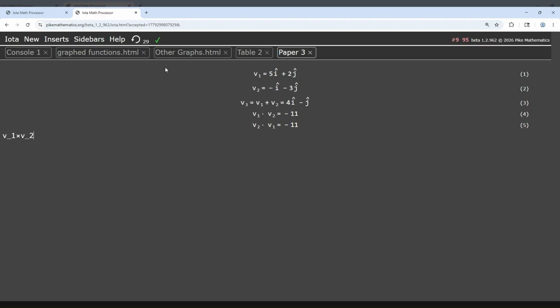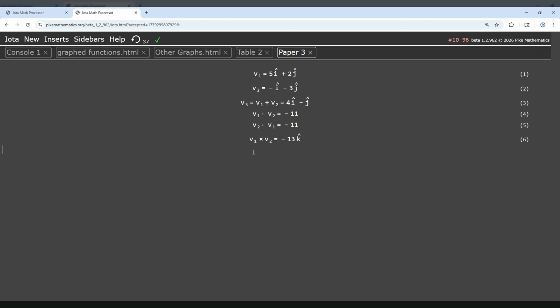Cross that with v underscore 2, and that is equal to negative 13k. You can think about it: v1 and v2 were both in the xy plane, and so the cross product always creates another vector that's perpendicular to the first two. And since v1 and v2 are both in the xy plane, the result is a vector that only has a k component, this negative 13k.